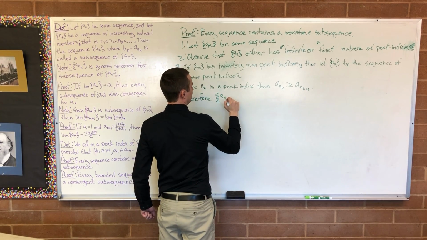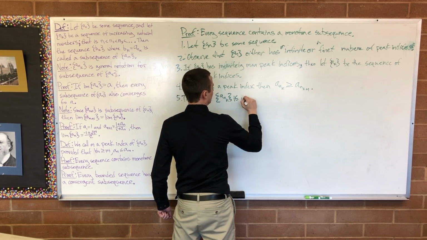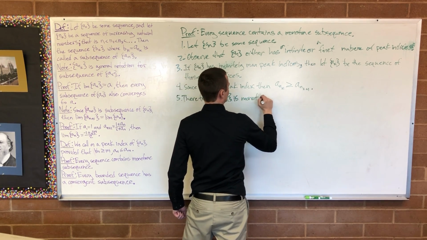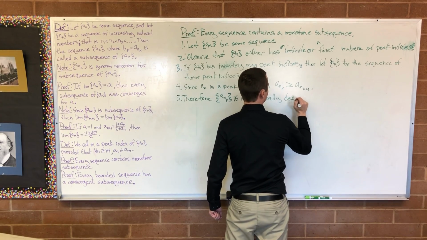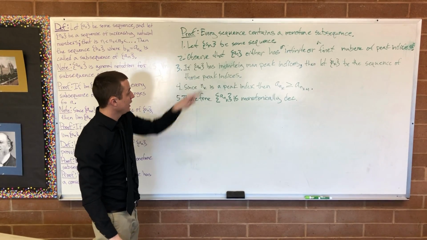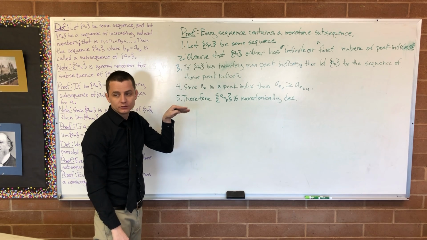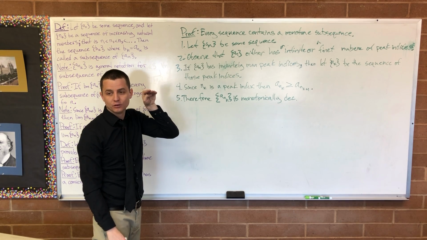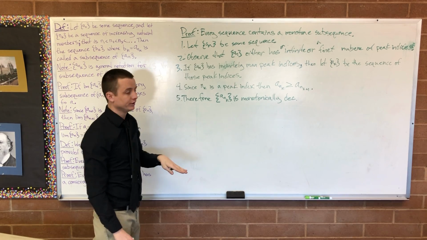Therefore, a sub n sub k is monotonically decreasing. So we found that if a sub n has infinitely many peak indices, we found a subsequence that is monotone. Now I need to handle the next case.